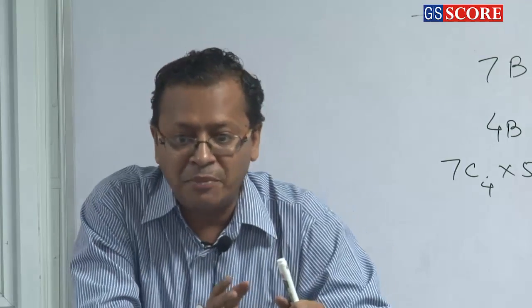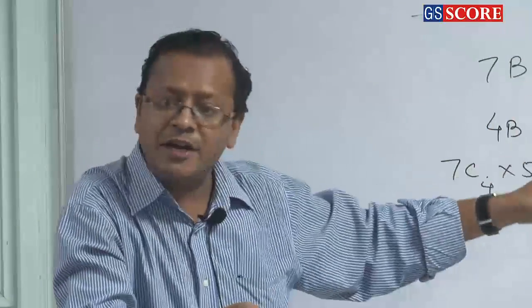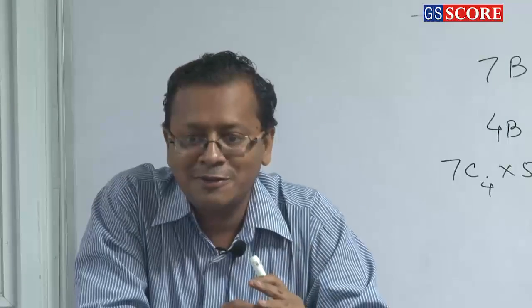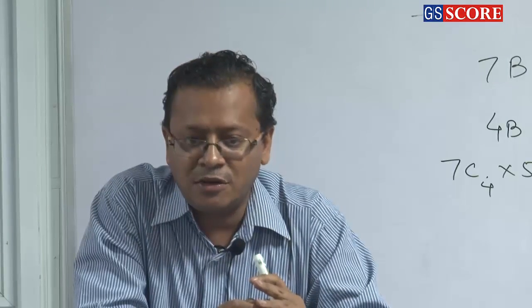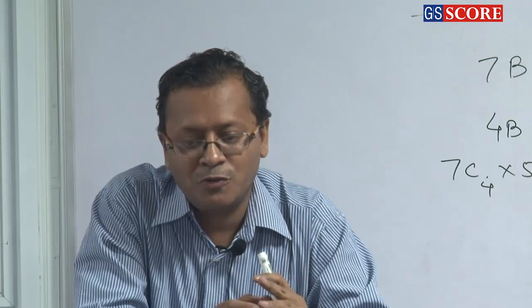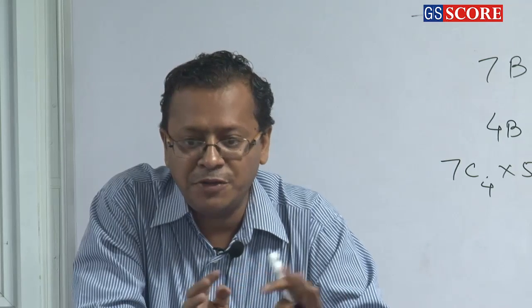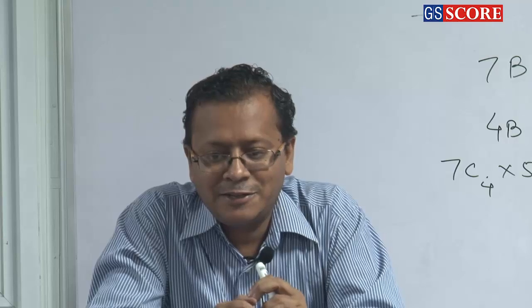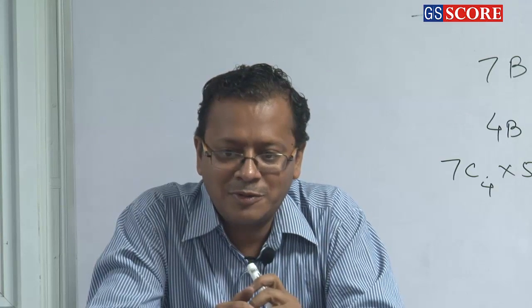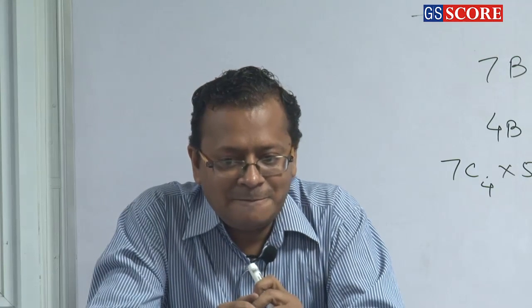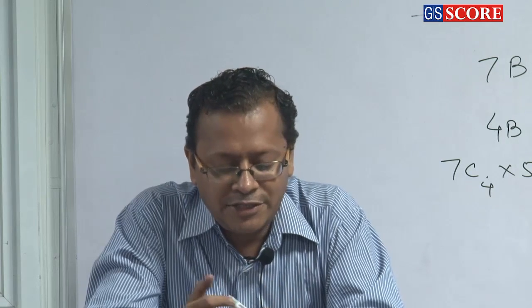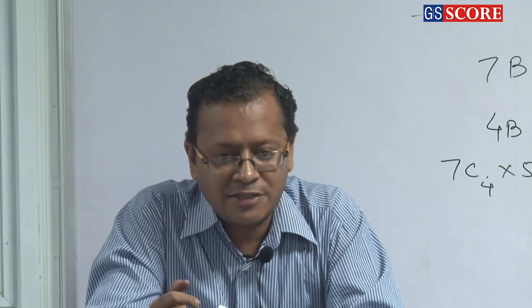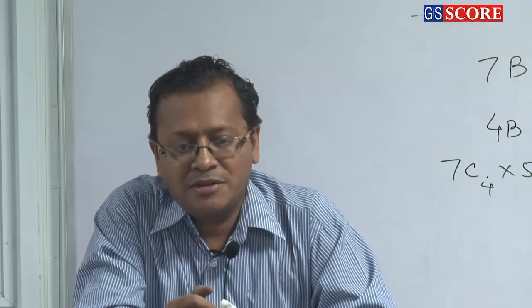Because the committee is of 4 boys and 3 girls, and not only 3 girls. The committee is of 4 boys and 3 girls. So 4 boys and 3 girls are independent of each other, so they have to be multiplied. Otherwise there will be a problem. ठीक है? इसके बाहर जनरली आने के चांसेस कम है, राइट?